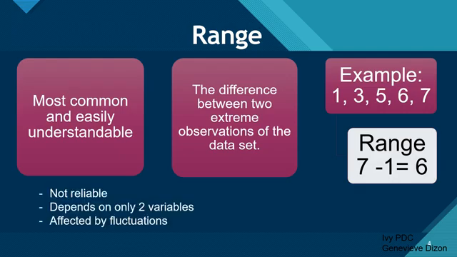This is based on two extreme observations only. That's why it is not reliable, because it only depends on these two values. That means it may also be affected by fluctuations.